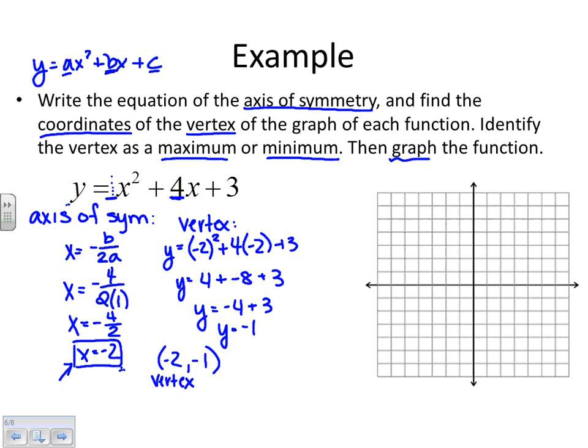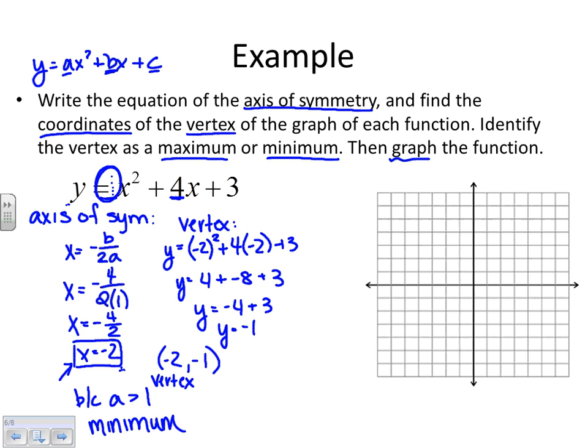Okay, now is this a maximum or a minimum value? Well, we talked about before what a maximum and minimum value was, and that was determined by this value here, whether it was greater than 1 or less than 1. Woo, my tongue's getting tied. Okay, so because a is greater than 1, this is a minimum.